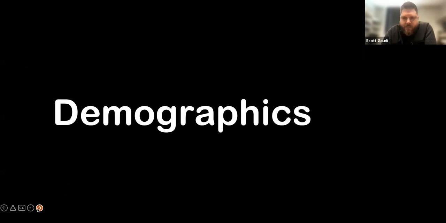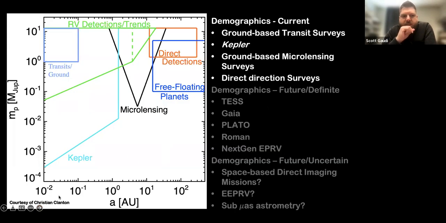So this is going to be a very 10,000 foot view of where we are now with demographics and where I think we're going. I'm going to do this in the context of the typical planet mass versus semi-major axis plot. Obviously, there are other axes that we care about, other properties of the planet, the radius, period, but also host star mass or metallicity and other things like that, binarity. So it's impossible to show all those different axes. I'll just focus on this one.